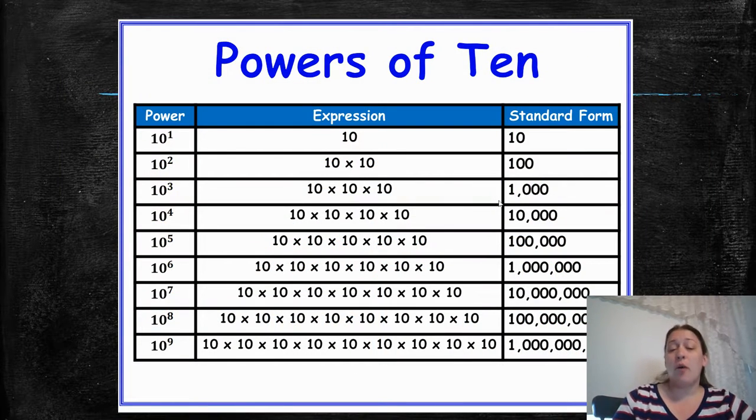These are all of our powers of 10. Now, when we're looking at this as a whole, we see 10 to the first is also known as 10. 10 to the second is 10 times 10, or 100. 10 to the third is 10 times 10 times 10, or 1,000. And all of the numbers here, you can see they're getting bigger as you go down.